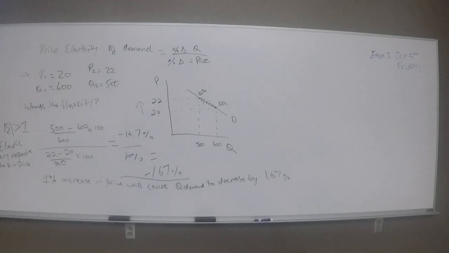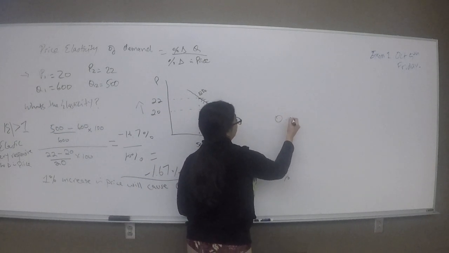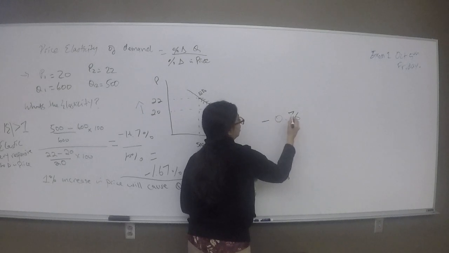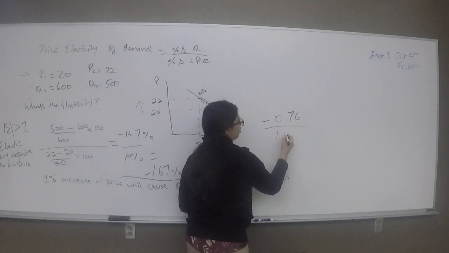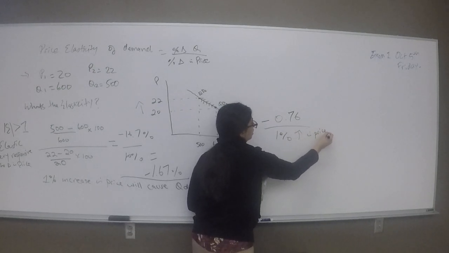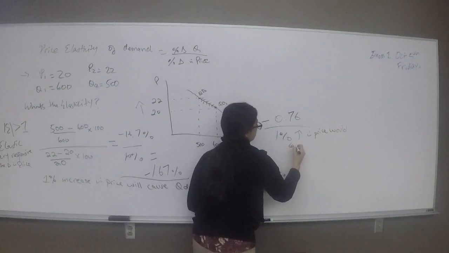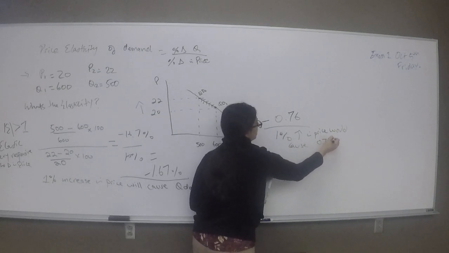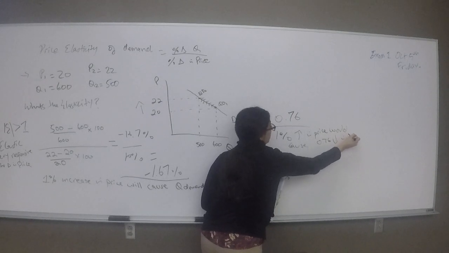What's the question? How do you know it's 1%? Okay. That's what elasticity is. Whatever number you get, if elasticity was 0.76, a 1% increase in price would cause a 0.76% decrease in quantity demand.